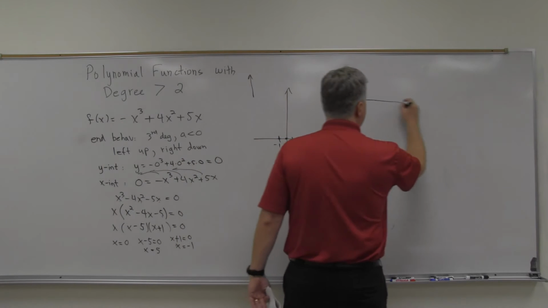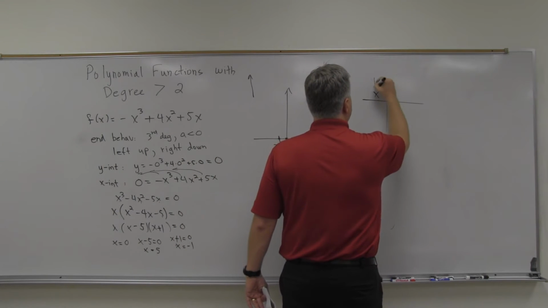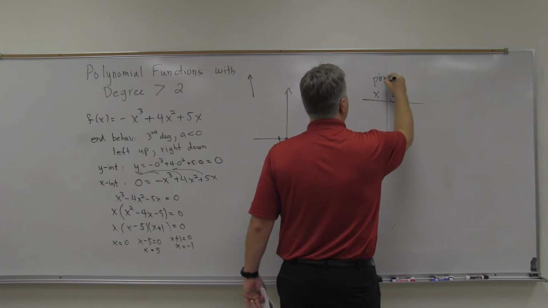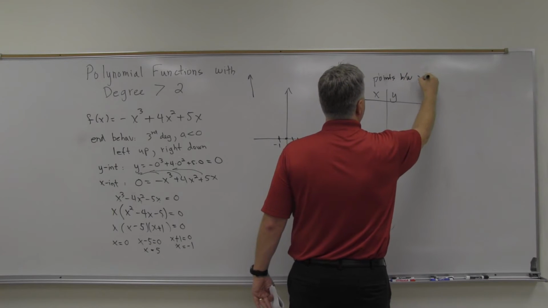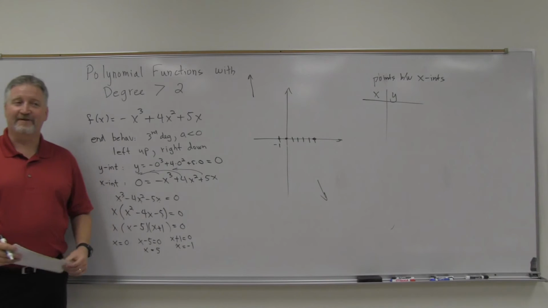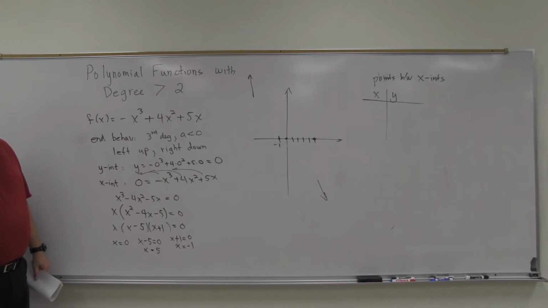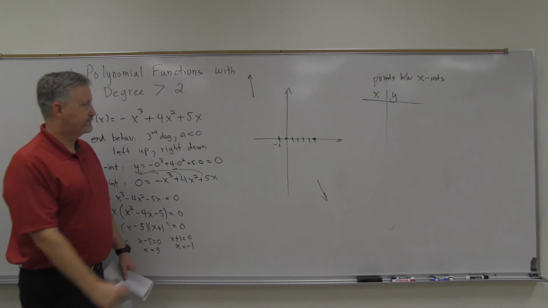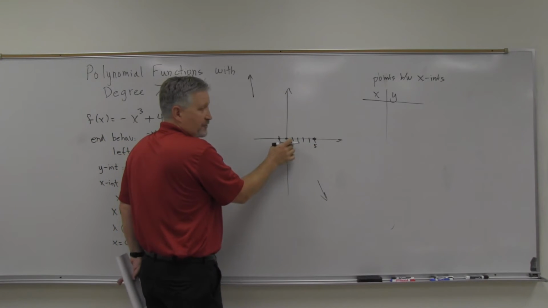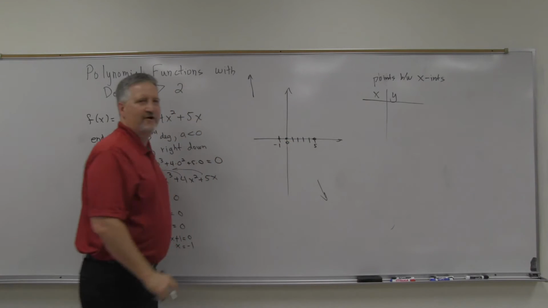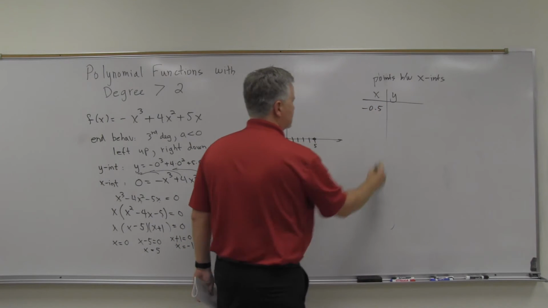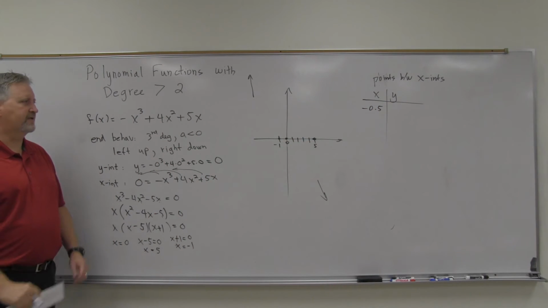Now the other thing, let's plot points between the x-intercepts. That's what I'm looking for here. You can do some other points if you want, but those are the points I would like to do. We have to go to decimal right here. Between -1 and 0, let's go with -0.5. Sometimes you may have to do decimals, not a lot, but maybe.